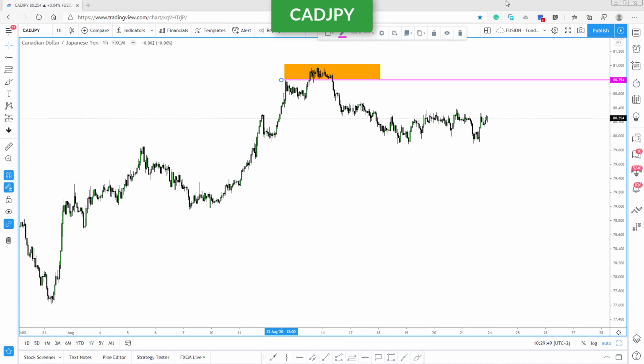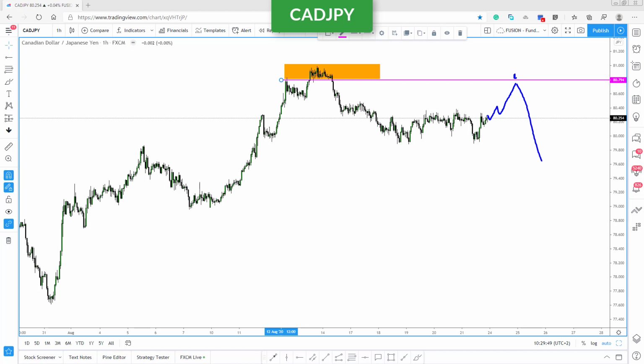And lastly, just CADJPY. We also covered this in last week's episode. This setup is still valid for me, and we have got this flip zone level over here. The market had resistance, had the big distribution, and then it broke down. And if the market gets back to this area again, I'll look to short the market.